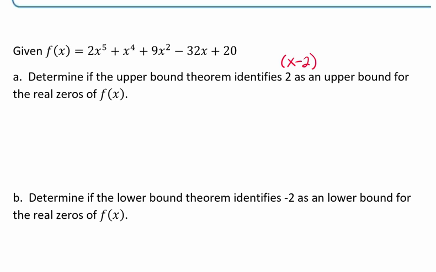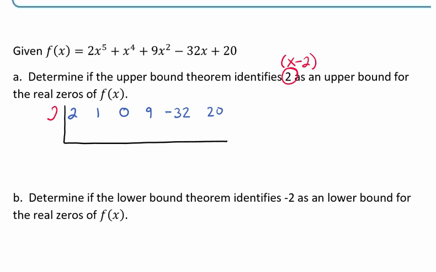As we set this up, we're going to have 2, 1, 0, 9, negative 32, and 20. What I'm doing here is taking the coefficients of each term, and notice that there is no x to the third term, so in that case I have to put a 0 there to hold its place value. And we're going to be dividing that by our 2 right here.